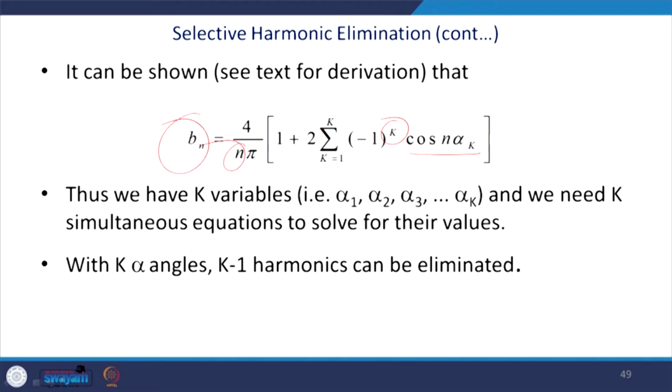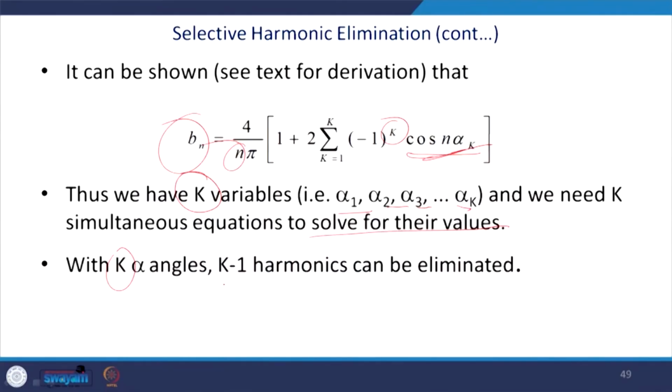and thus we can choose k variables, that means alpha 1, alpha 2, alpha 3, alpha k, and we need k by solving the simultaneous equations, because cos is involved. So, you cannot have an algebraic equation. The computer can solve this online, and thus we get the values with k alpha angles, k minus 1 harmonics can be removed from this system. So, you can see that. So, in that way a particular harmonic can be eliminated.